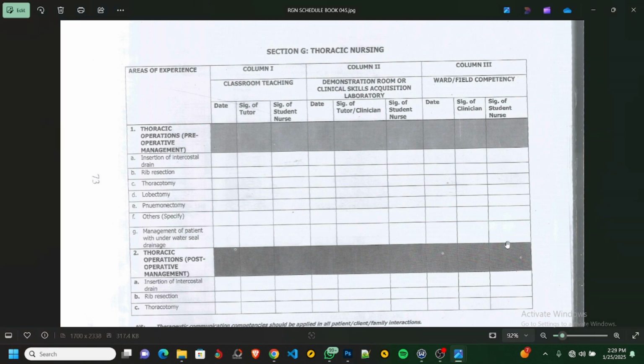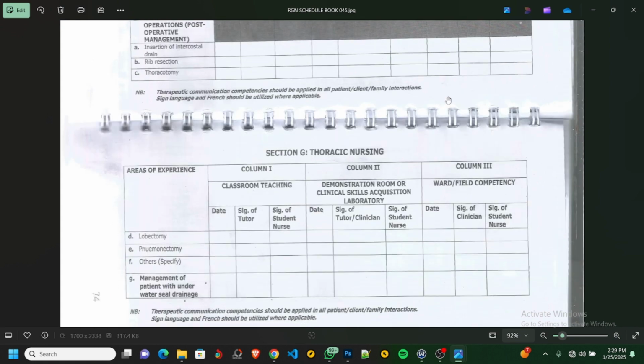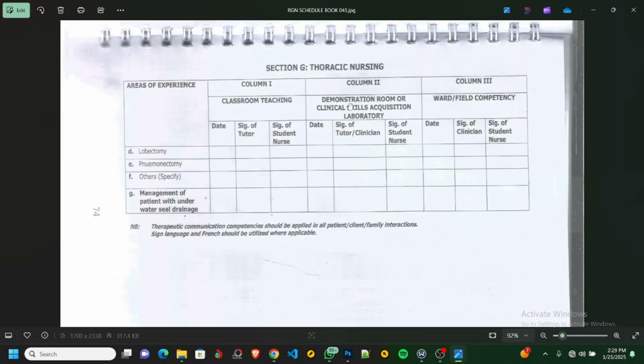Then you sign as a student, and then the clinician also signs. So let's look at the second one that is under thoracic nursing. You also have some of these ones, and at least we have patients that you'll be managing who are undergoing under water seal drainage.